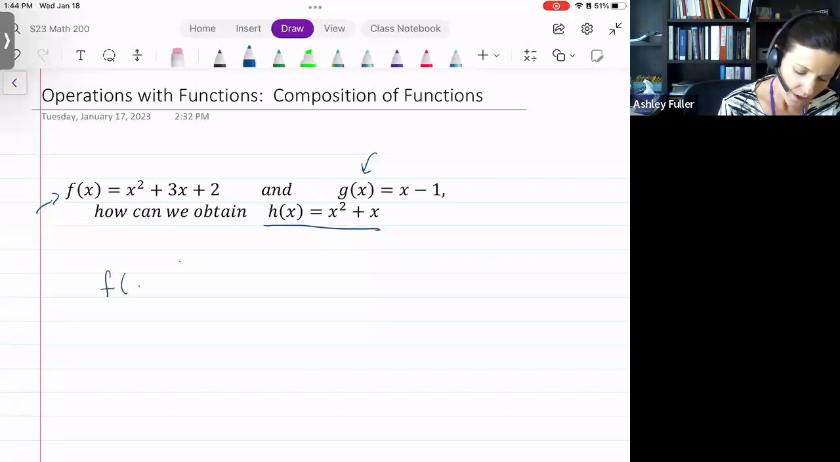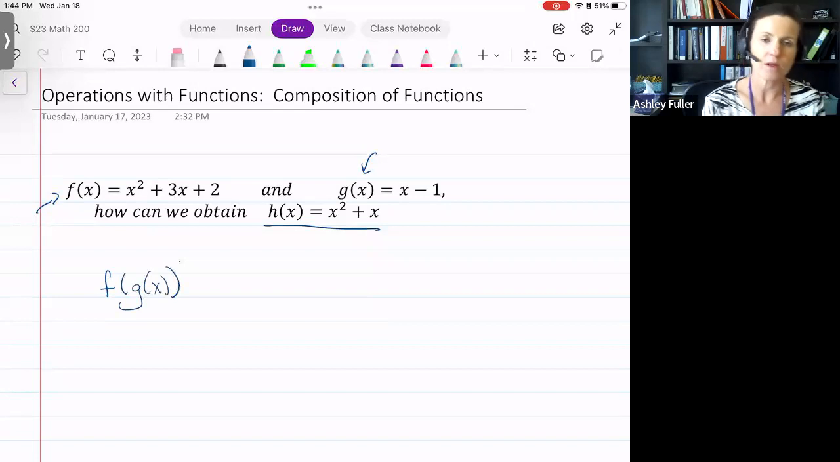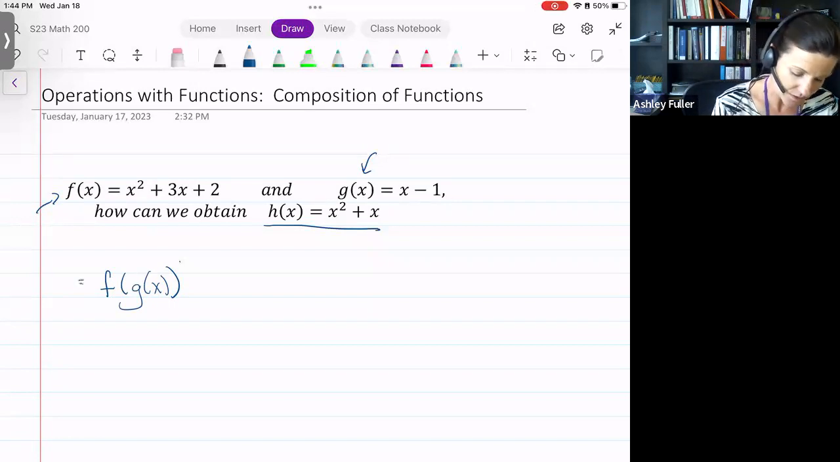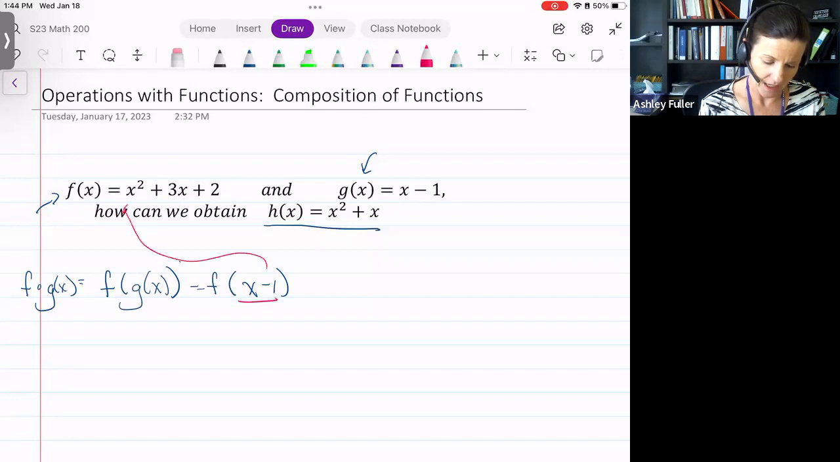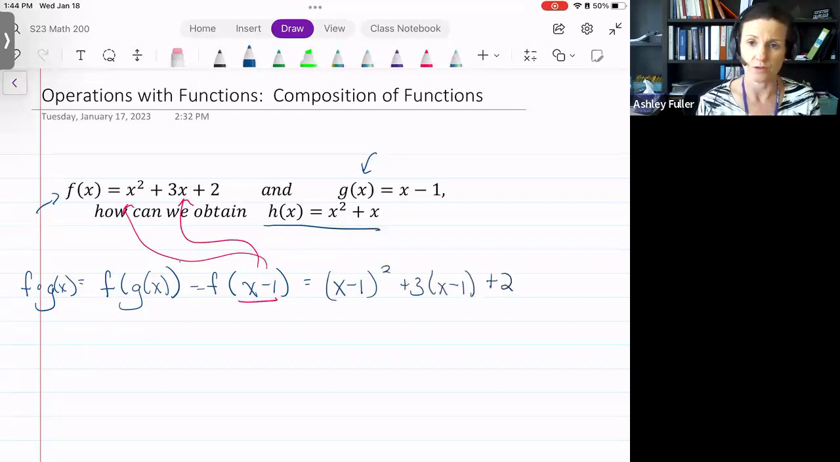Rather, we are going to use something called composition, where we will apply the rule of one function across another function. Written here as f of g of x, and sometimes you'll see it as f o g of x. We substitute the function g of x, which in this case is x minus 1, and then we take this function and plug it into each x value in the rule f. This results in x minus 1 squared plus 3 times x minus 1 plus 2.